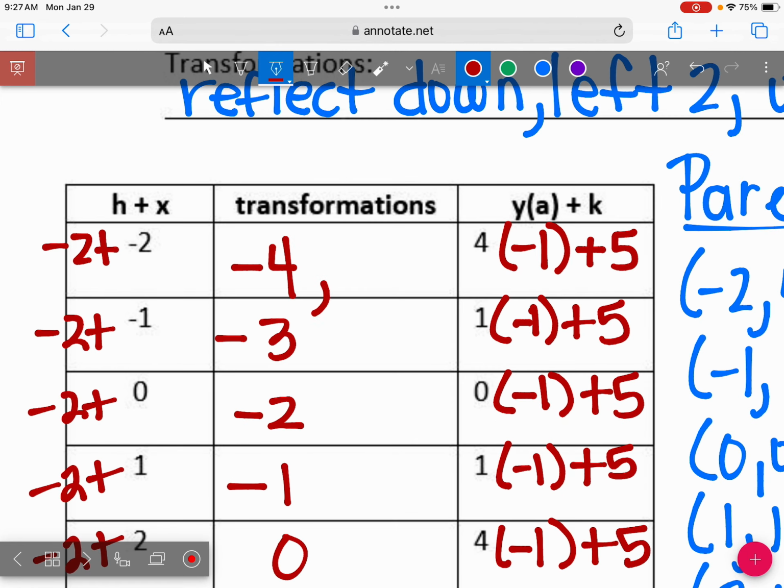You all did pretty good. Most of you already got it. So what did you get for your first y value? 1. What did you get for your second y value? 4. What did you get for your third y value? And then the fourth, did you get a 4 and a 1 again?